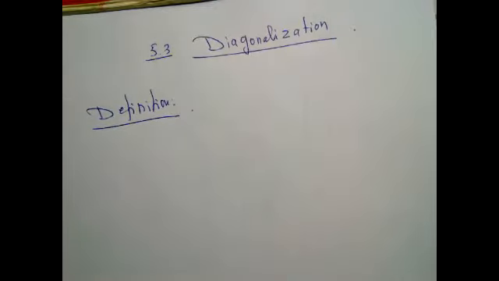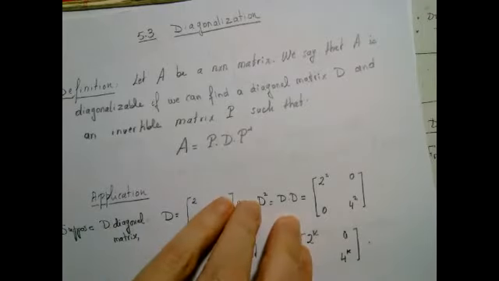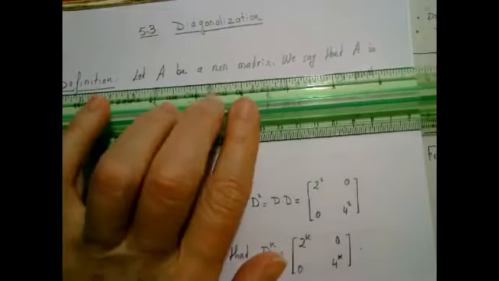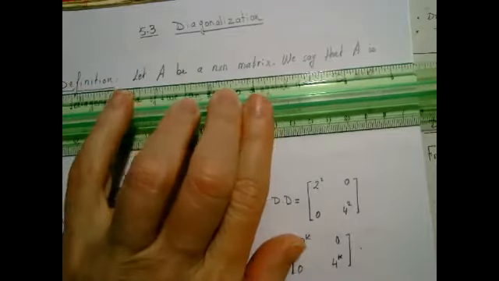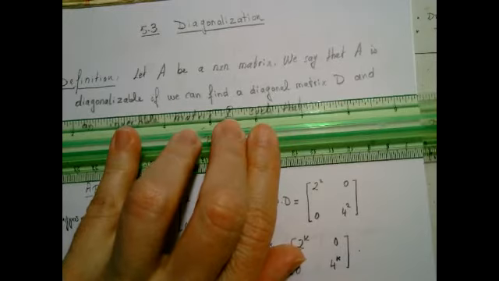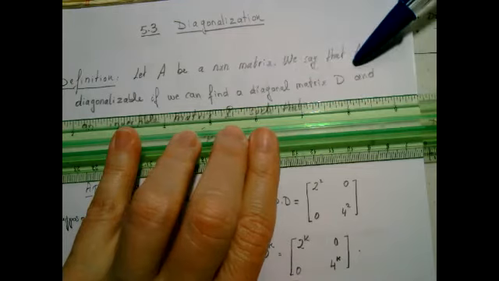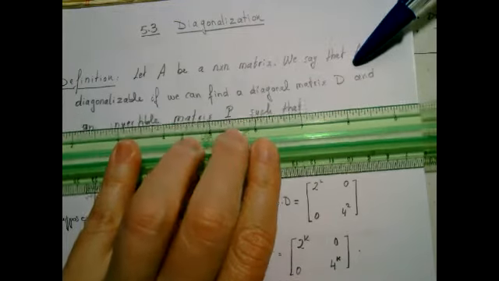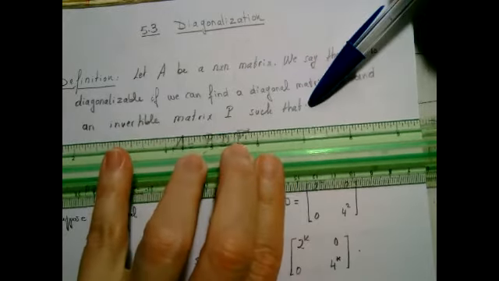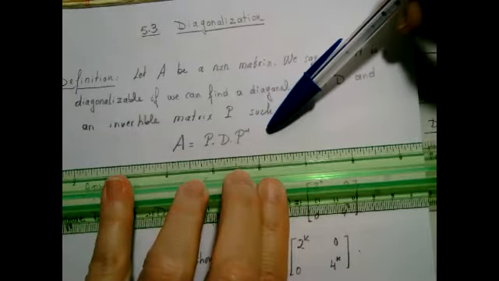Okay. Suppose A is an n by n matrix. I read it so you guys can write it here, which is easy. Then we say that A is diagonalizable, I know it's weird for you right now, if we can find a diagonal matrix D and an invertible matrix P such that A can be factored as P times the diagonal matrix D times P inverse.